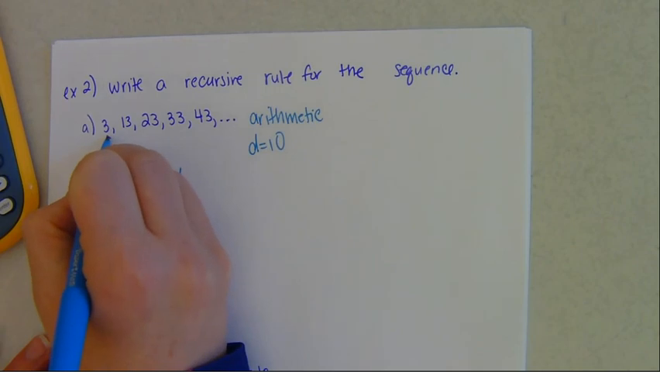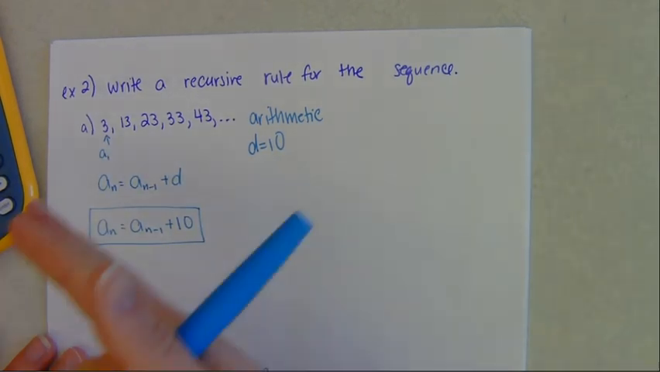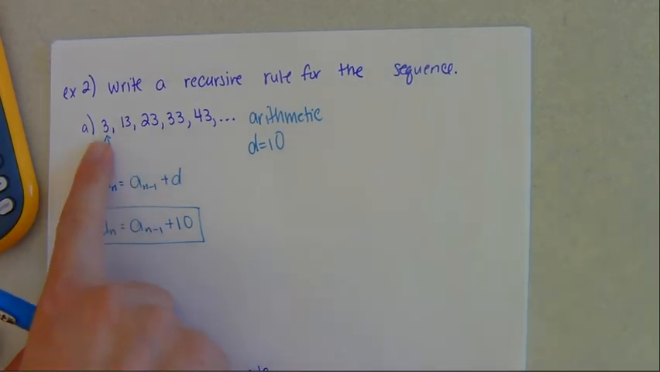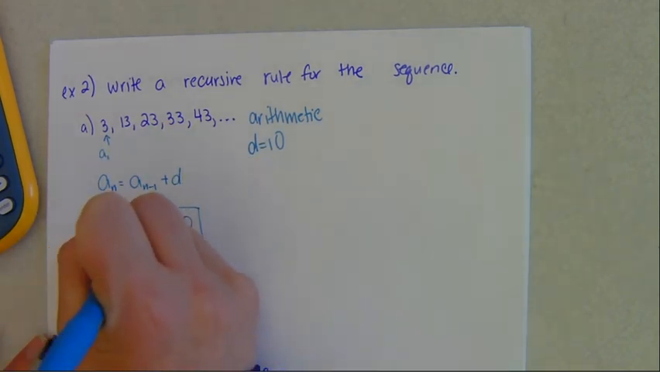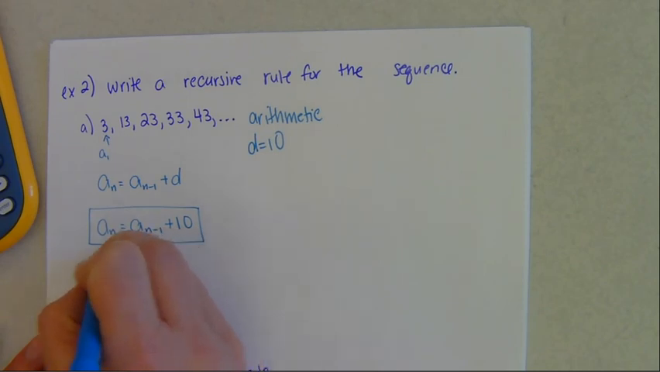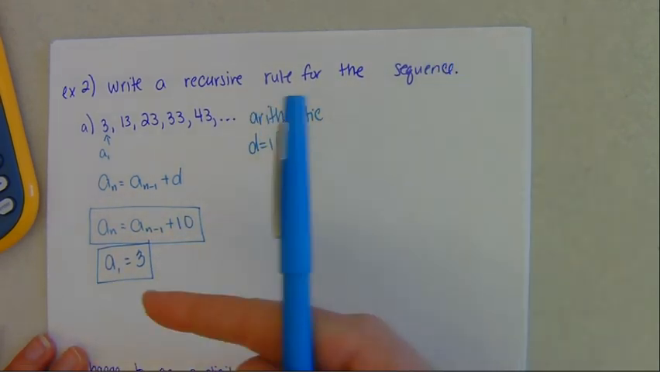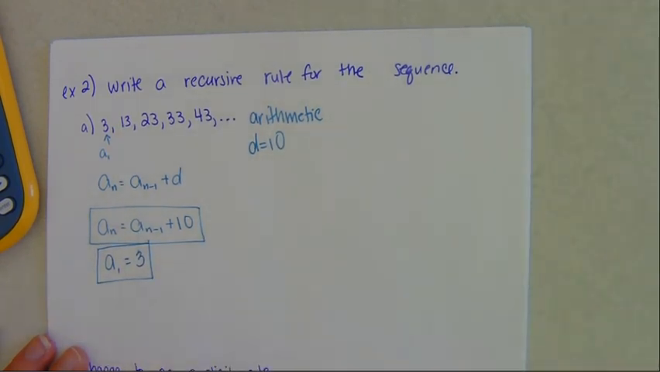But we also have to include the starting piece. So this piece right here, that a sub 1, that's going to get me started. That's going to tell everyone that I want this sequence, 3, 13, 23. I don't want the sequence of 0, 10, 20, 30. I don't want the sequence of 5, 15, 25, 35. I want the sequence that starts at 3 and has a difference of 10. So I have to also include that a sub 1 equals 3. So there's 2 parts for this answer. And when you do this in Buzz, you're going to have to type in both of those parts. You have to include that first term.